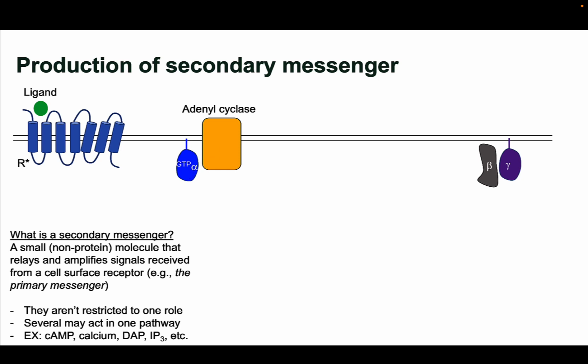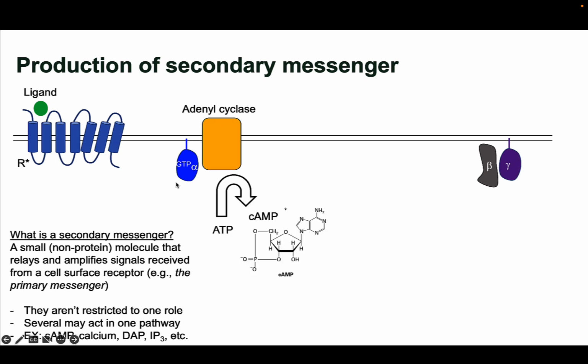Now, this is the important part, is that this enzyme is going to lead to the production of a secondary messenger. Okay, so let's just take a second to define what a secondary messenger is. It's a small non-protein molecule that relays and amplifies signals received from the surface receptor. Okay, and the surface receptor is the primary messenger. Okay, so there's several features of it. It's non-protein, and it's usually able to amplify the signal. Okay, and so in this case, with this example, adenyl cyclase is going to convert ATP to cyclic AMP.